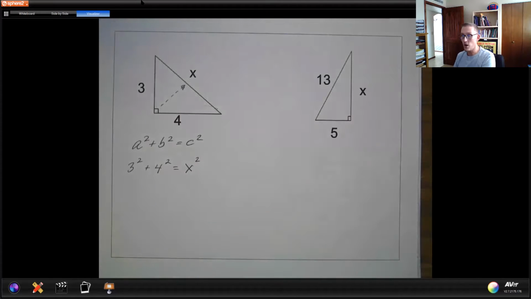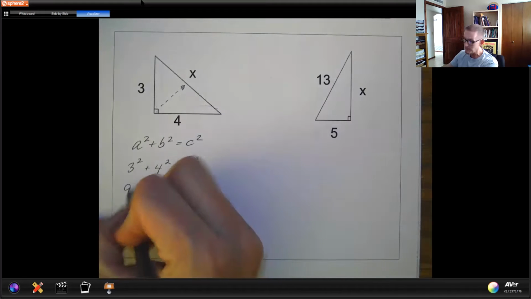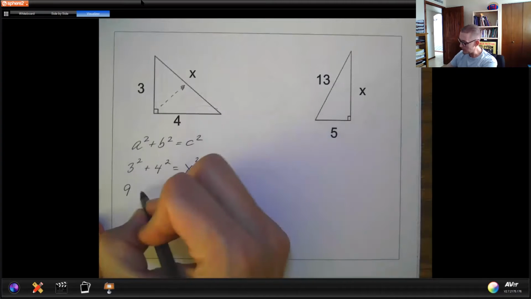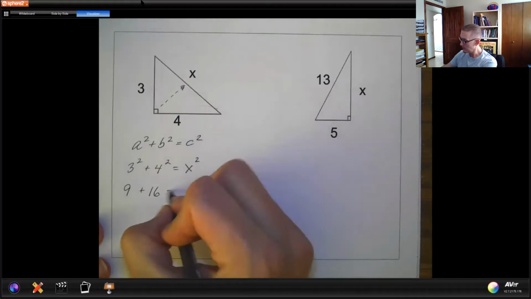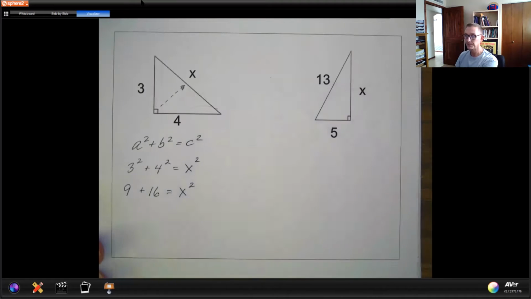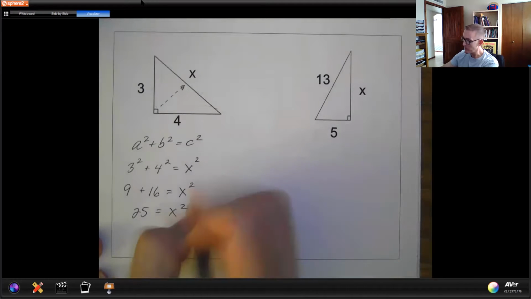So let's just start off here with 3 squared. Remember, squared means multiply by itself. So 3 squared means 3 times 3, so that's 9. Plus 4 squared, which is 16, equals x squared. Let's add the 9 and the 16. So we're going to get 25 equals x squared.